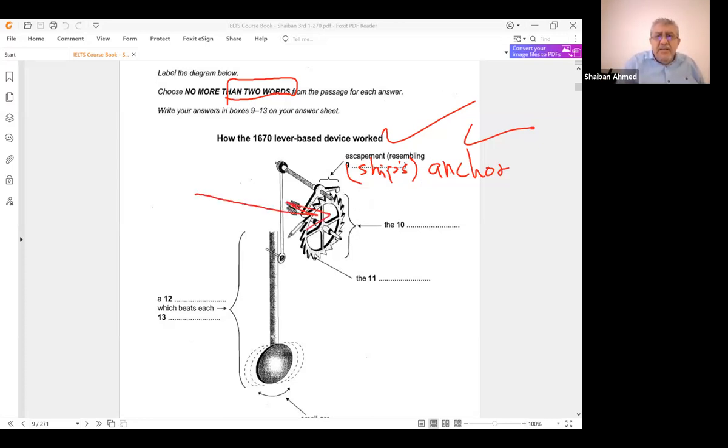So we have this device in here, and he's going to describe it. Yes, the device shaped like a ship's anchor. The motion of a pendulum rocks this device so that it catches and then releases each tooth of the escape wheel. Tooth of the escape wheel. So tooth is 11.